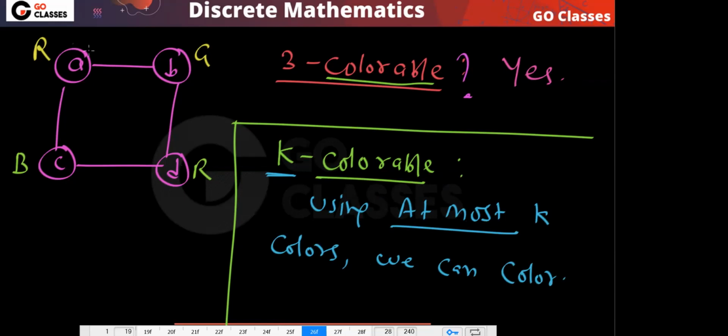So you can notice, can I give this color red here? Yes, because they are non-adjacent. We don't care about non-adjacent vertices. We only care about adjacent vertices. Adjacent vertices must get different colors. So what is the definition of K colorable? K colorable means using at most K colors, can you color it?